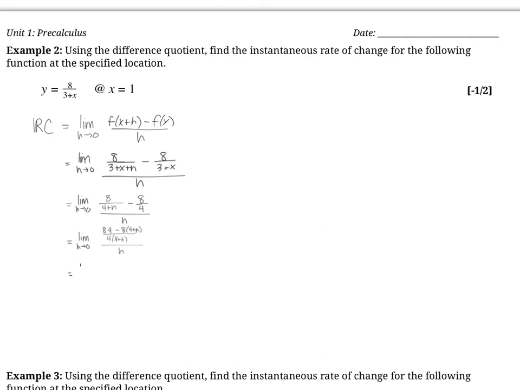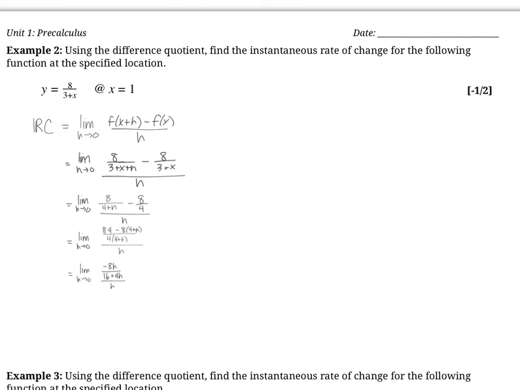Continuing on, the limit as h approaches 0, and we can simplify what's in the top. We're going to have 8 times 4 minus 8 times 4, which is just going to be 0, minus 8 times h. So on the top, we're just going to end up with negative 8h, all over 16 plus 4h, all over h. All right, that works. Now, ugly fractionception here.